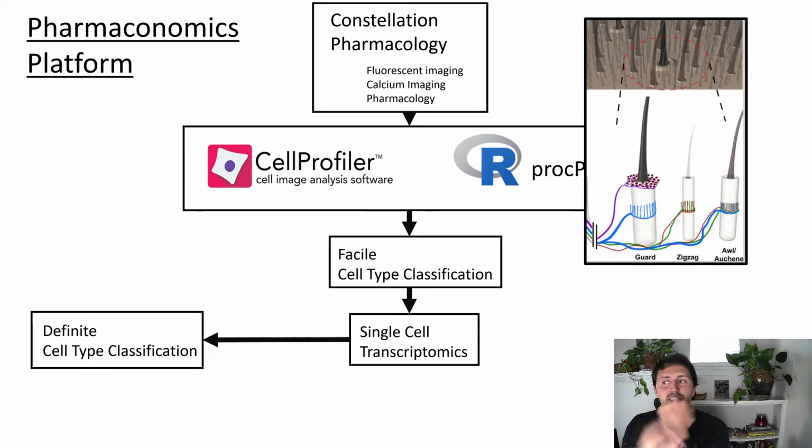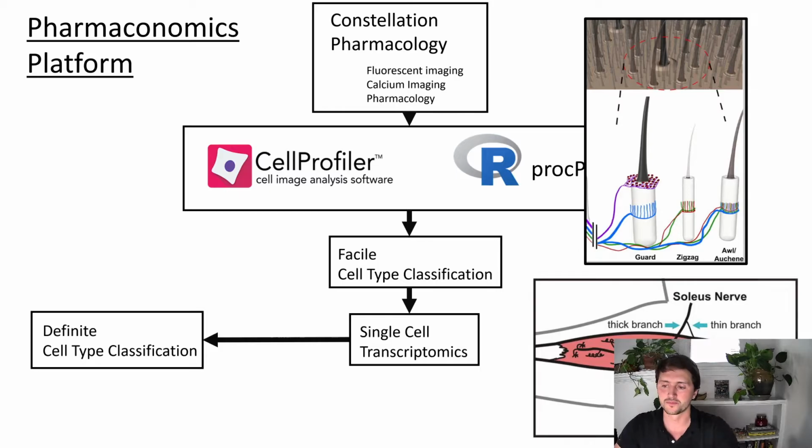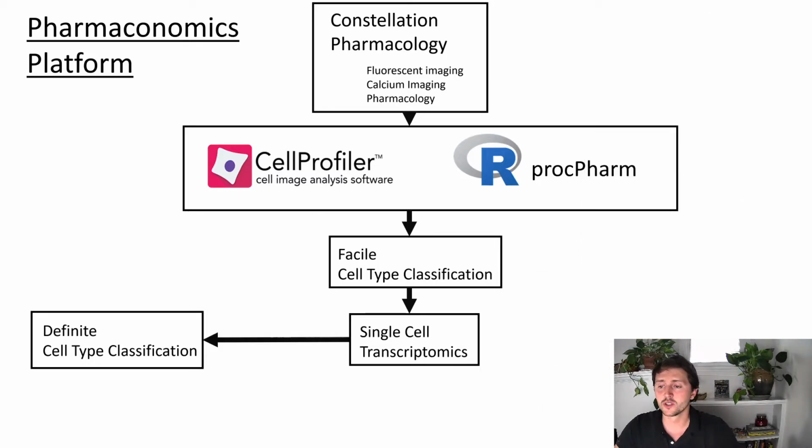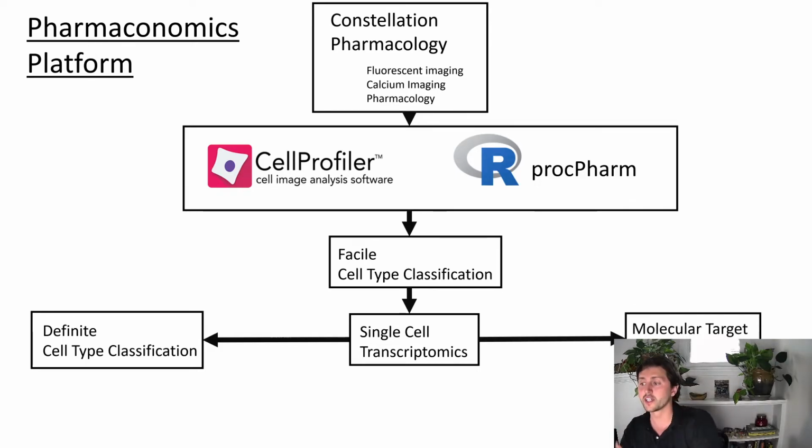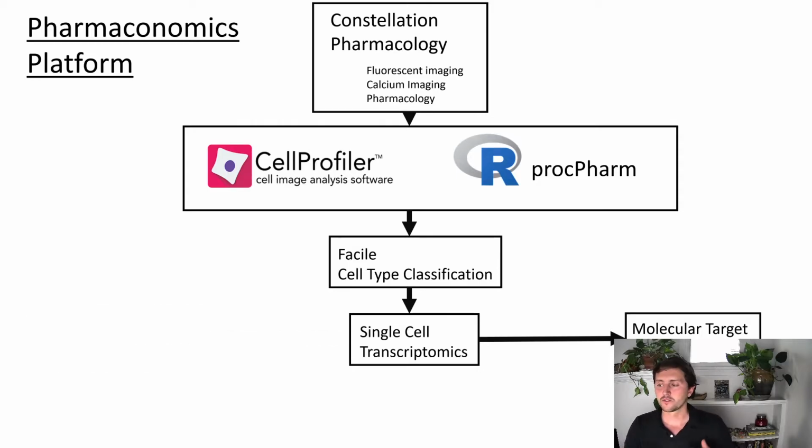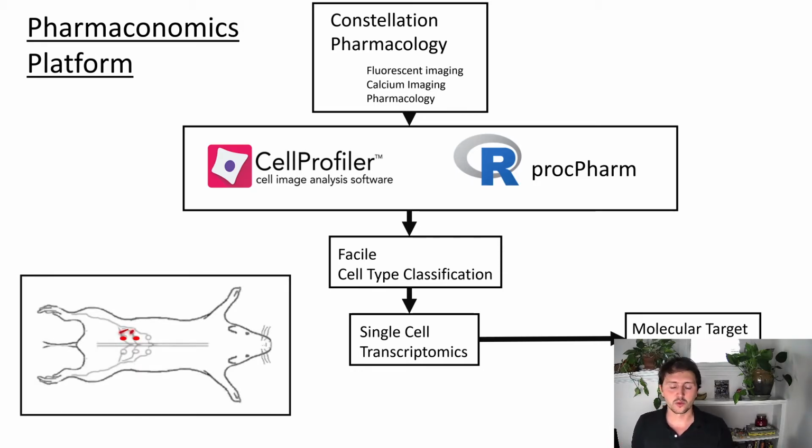Such as, do they project to the skin? Do they project to the muscle? Now we can move into more difficult experiments such as molecular target identification. For example, can we identify molecular targets which are turned on or off during disease states? Here we're working on a chronic constriction injury model where we injure some of the dorsal root ganglion neurons while we don't injure others, and then we compare the two and pick up these cells for transcriptomics.